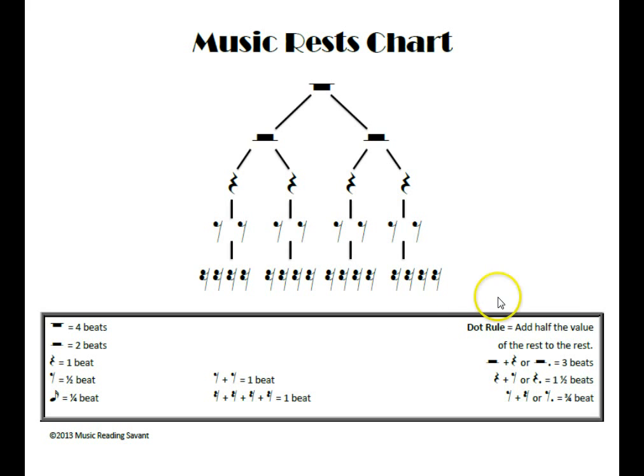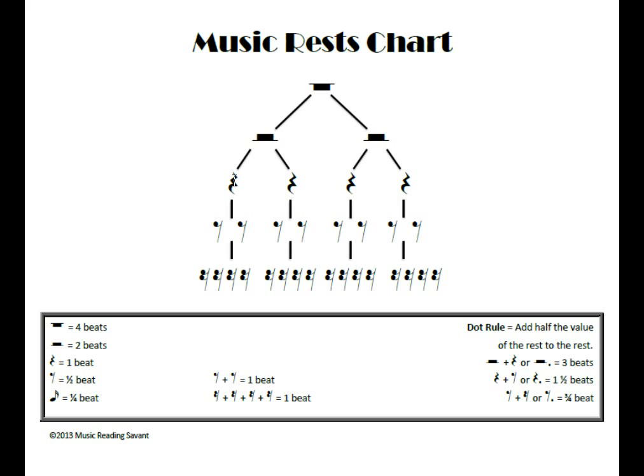Over here on the right, it's explaining the dot rule. If I have a dot next to one of these rests, I need to understand what that dot means. The dot rule says that we add half the value of the rest to the rest. So if I have a dotted half rest, I need to know what is half of a half rest. Well, it's 1 quarter rest. So the dot equals a quarter rest.